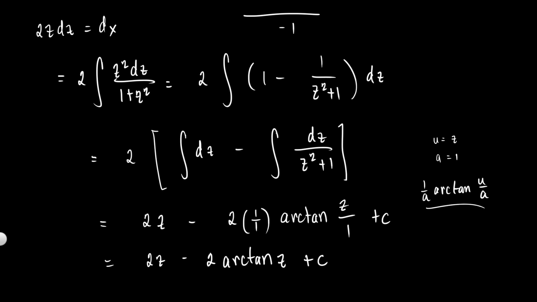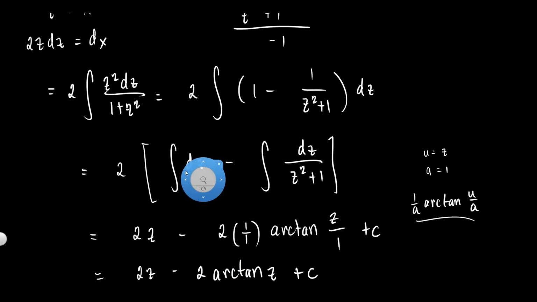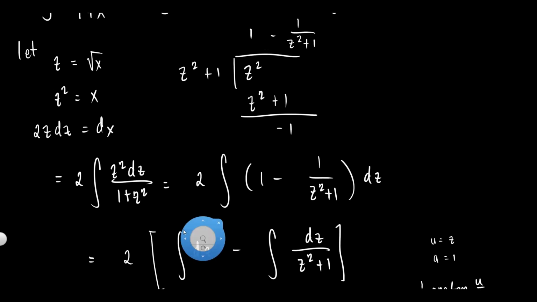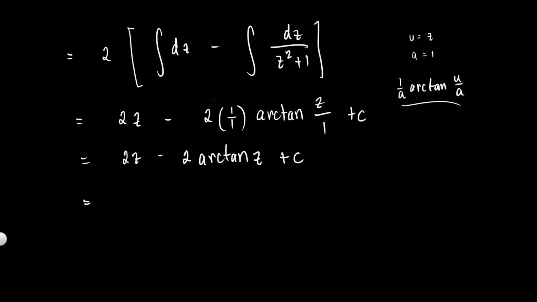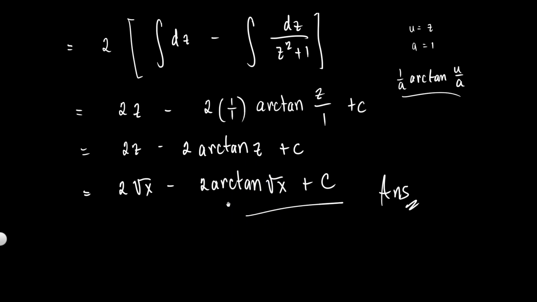Now, we're not done yet, because that is in z. We need to return to the original variable x. So z is equal to the square root of x. So we substitute it back. We have 2 times the square root of x minus 2 times arctangent of square root of x plus c. Now, this is the final answer by using algebraic substitution. I hope it is clear.